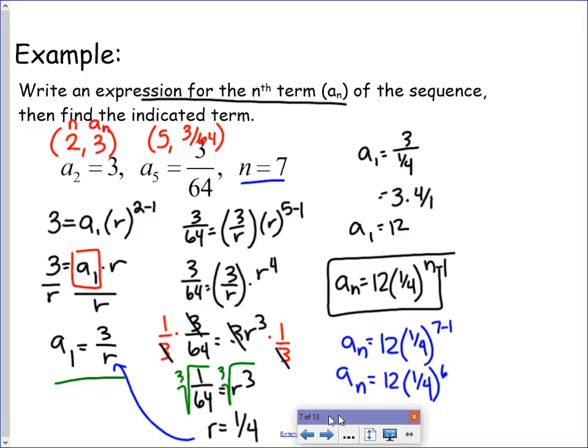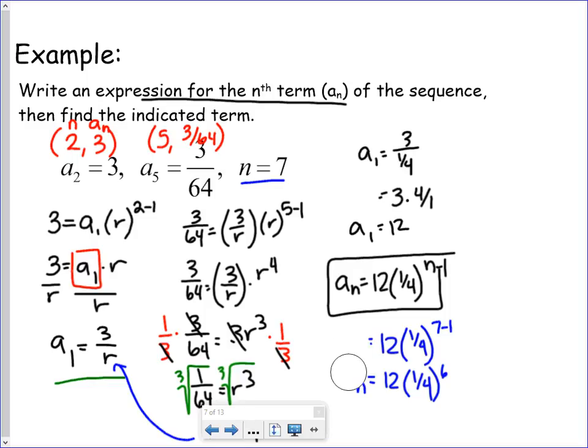If you want to avoid decimals, I could change the a sub n's to a sub 7's because I'm finding the 7th term. If you want to avoid decimals, then just figure out what 4 to the 6th is. And 4 to the 6th is 4,096, and you could reduce that fraction. I get 3 over 1,024.